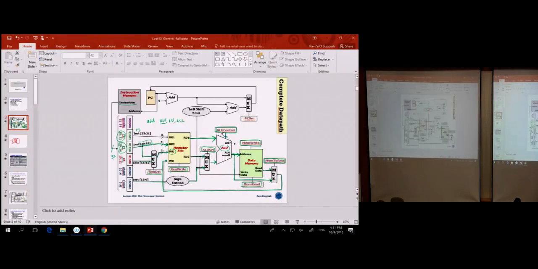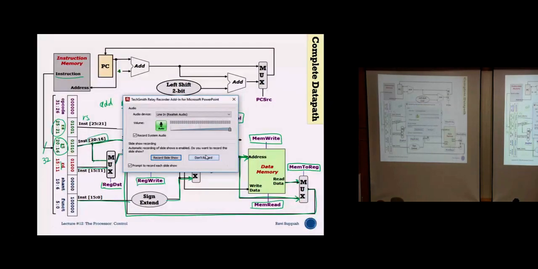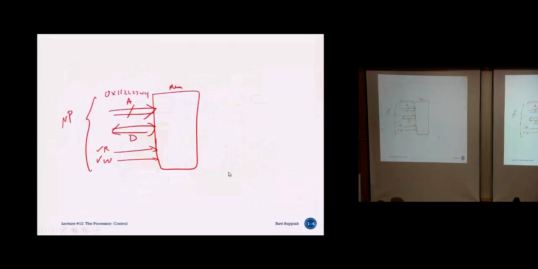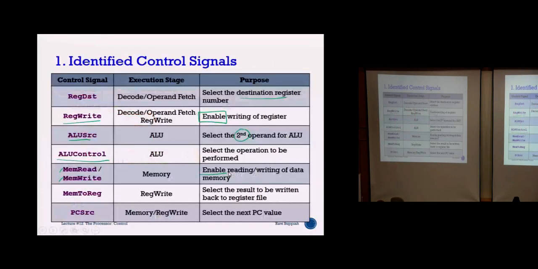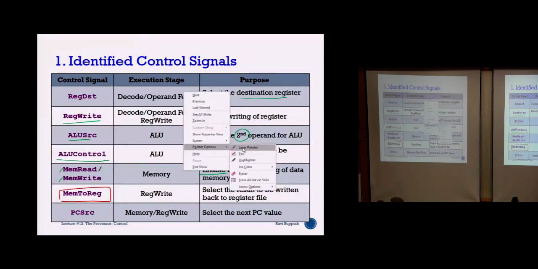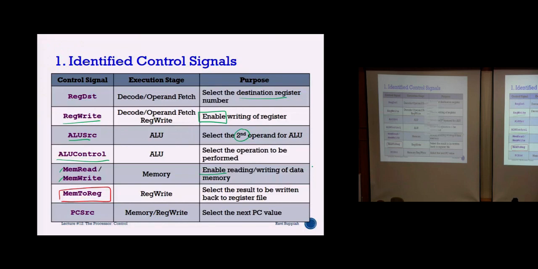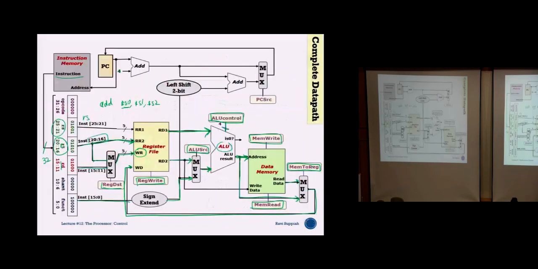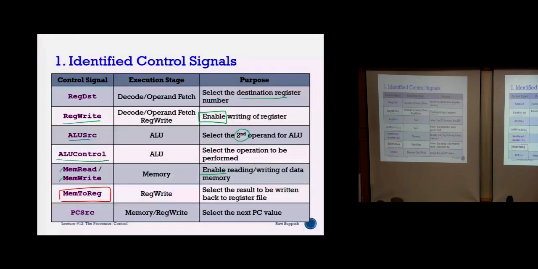Okay, so let's come back here. Memory to register here is to decide whether I am going to select the output from the ALU block or I'm going to select the output from the memory block. So at this point of time, what should I do? Should I take the data from the ALU result, or should I take the data from the memory?